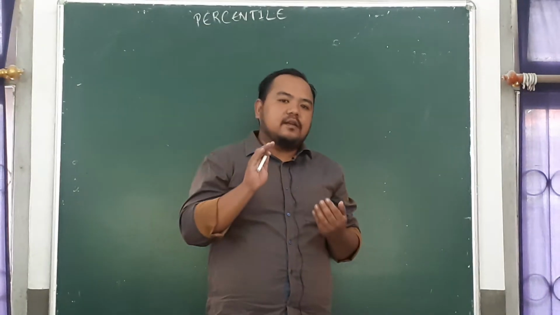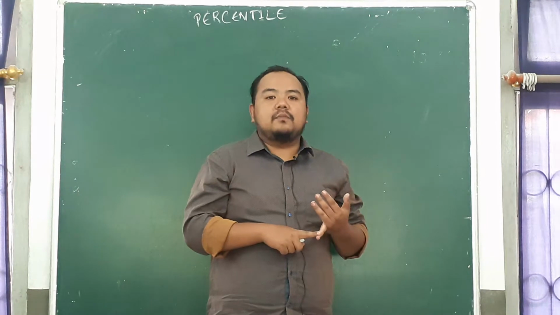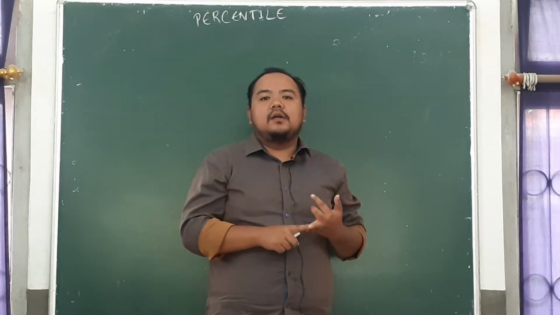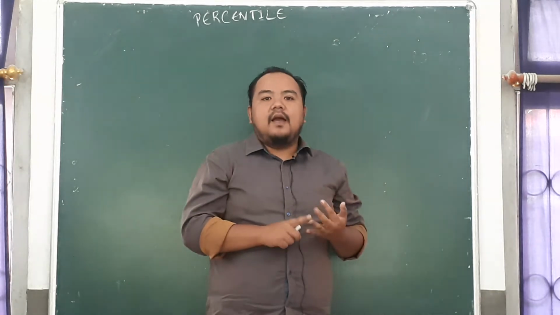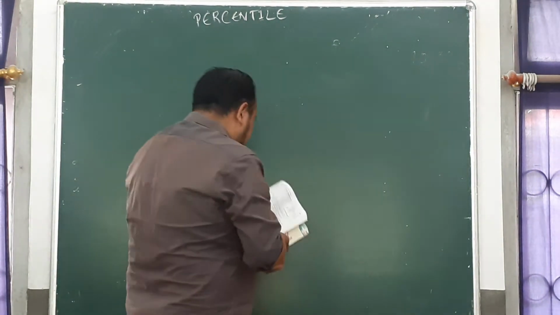Once again, let me revise this for you all. For median, the median class is going to be n by 2. For decile, the decile class is going to be rn by 10, and for percentile it's going to be rn by 100. Is that clear? So I'm going to explain this using an example.